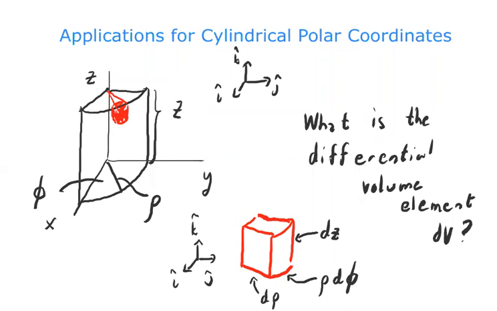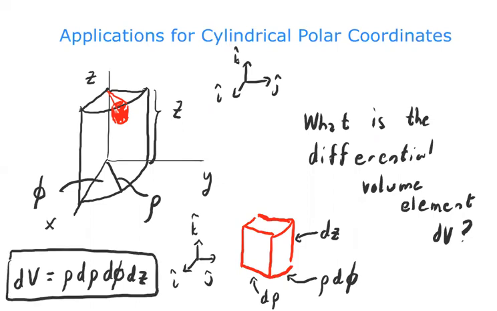So I'm in business. The differential volume element in cylindrical polar coordinates is just rho d rho d phi dz. That's what I get when I multiply all three of those things together.